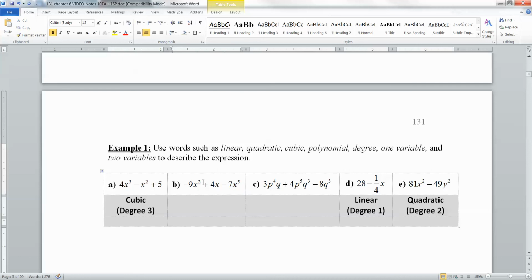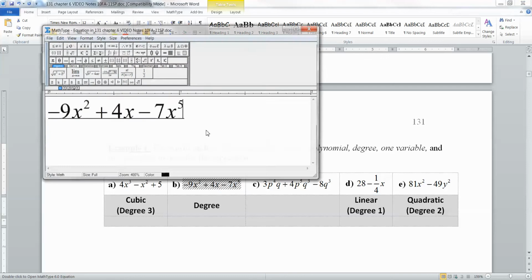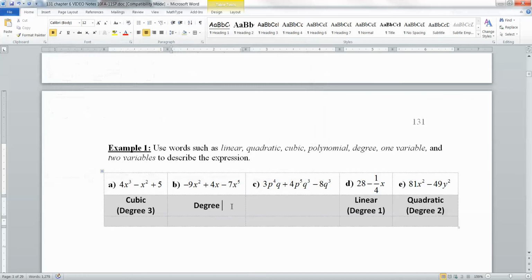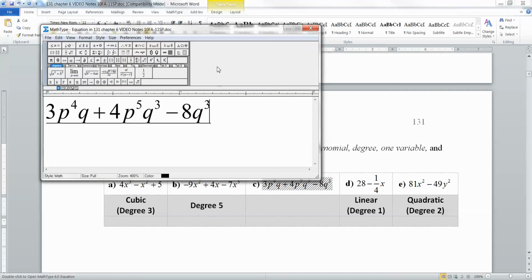All right, that leads me to these 2. Well, we like it when they're all the same variable because that makes it really easy to spot. It's degree 5 right there. Okay. So this is degree 5. There's no special word for that. At least not that I'm going to tell you.